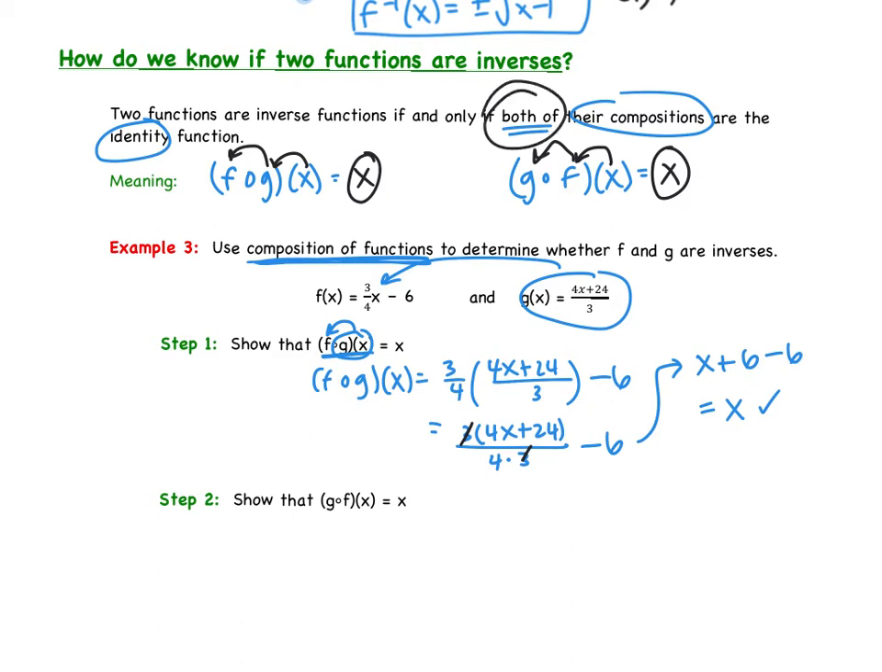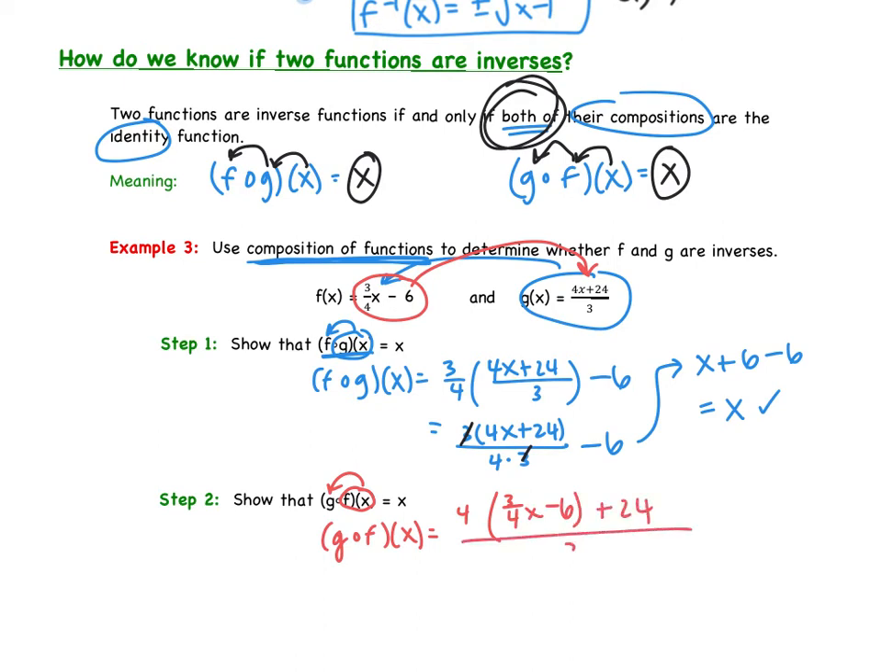As we saw above, we need both compositions to be equal to x. So in our next step, we're going to do the other composition. What this composition is saying is we're going to find f of x and put it into g. So f of x is going to go in for x in place of g. So we have 4x, but our x is going to be all of f of x. We need to be careful here.